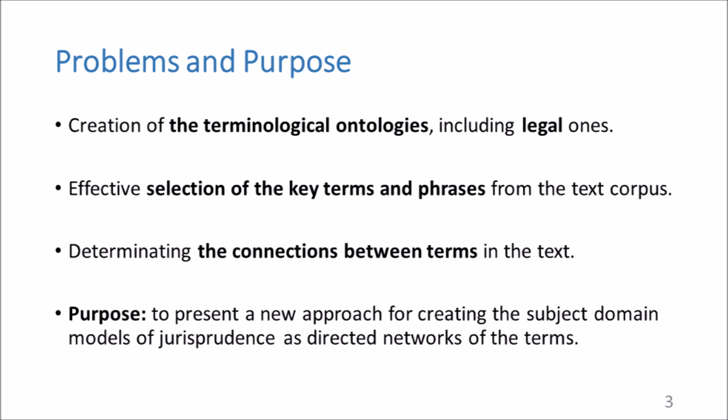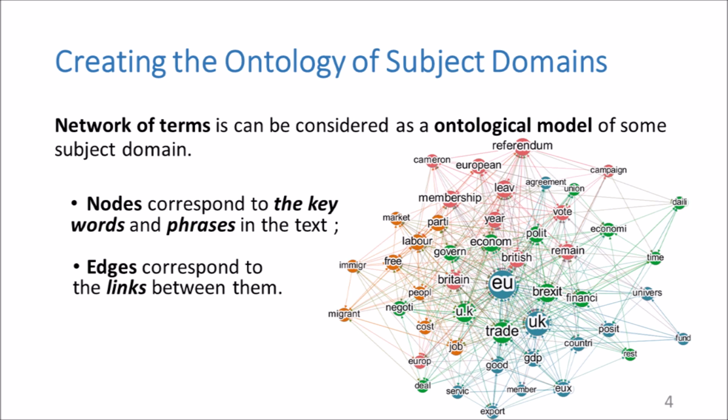The purpose of this work is to present a new approach for creating the subject domain models of jurisprudence as a directed network of terms. A network of terms can be considered as a model of some subject domain. In this work, in the network of terms, nodes correspond to individual words and phrases in the text and the edges to the links between them. The process of ontological engineering is usually very complex and resource intensive, and besides this, it's still an unresolved scientific and practical problem.